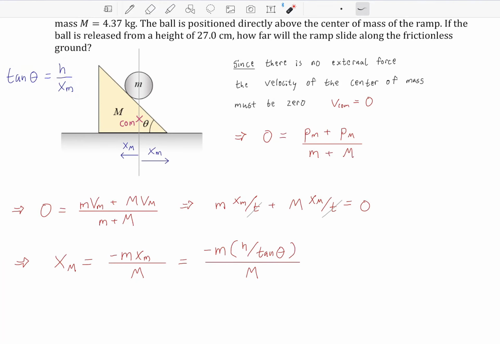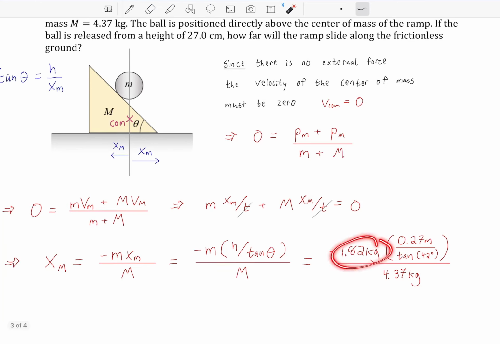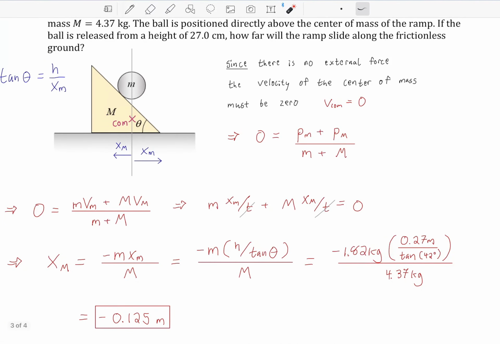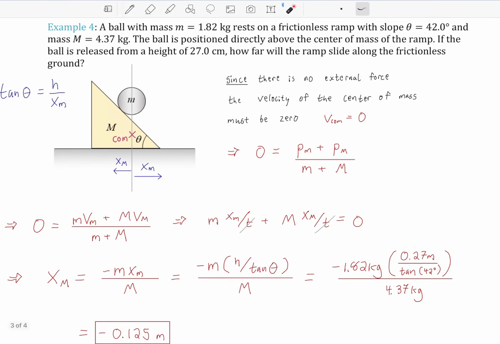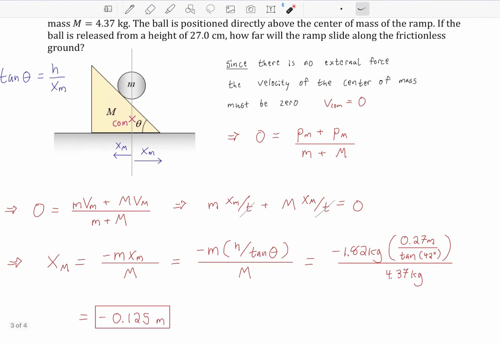I just cross multiply. All right, and then we just plug in all our values: the mass of the ball, the height of the ball, the tangent of the angle of the ramp, and then divided by the mass of the ramp. And there we have it. We have that the ramp slid backwards, that's what the negative represents, 12.5 centimeters or 0.125 meters. And that's in comparison to however far the ball goes, which would be a pretty significant component of 27. So obviously the ball goes further because it's less massive.